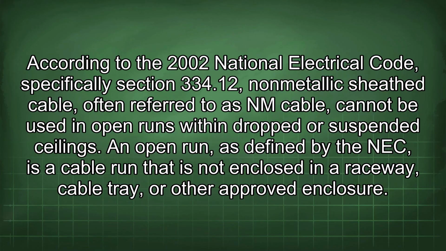According to the 2002 National Electrical Code, specifically Section 334.12, non-metallic sheath cable, often referred to as NM cable, cannot be used in open runs within dropped or suspended ceilings. An open run, as defined by the NEC, is a cable run that is not enclosed in a raceway, cable tray, or other approved enclosure.